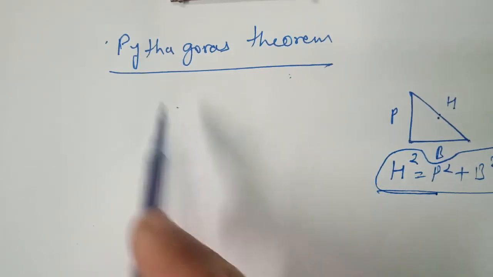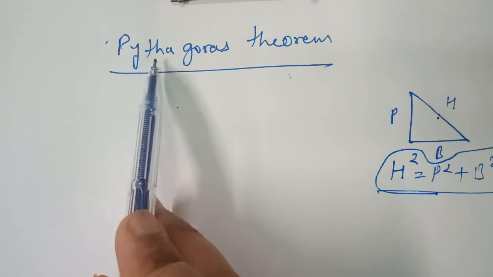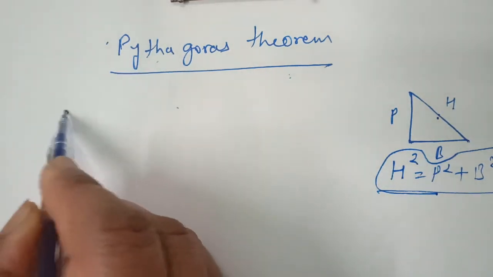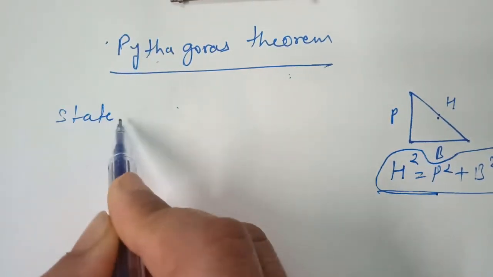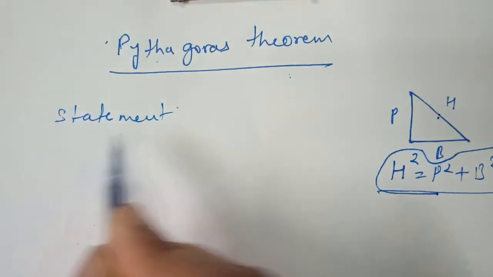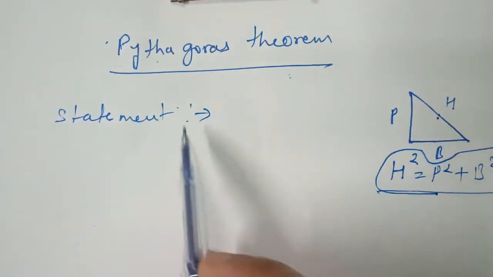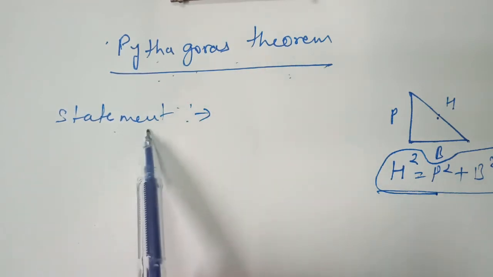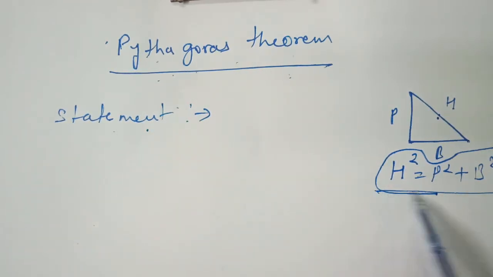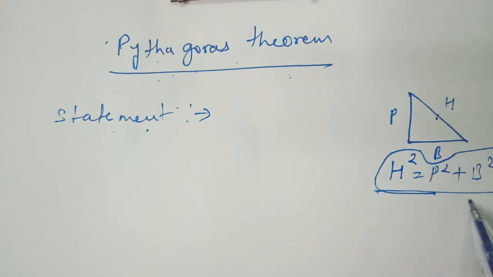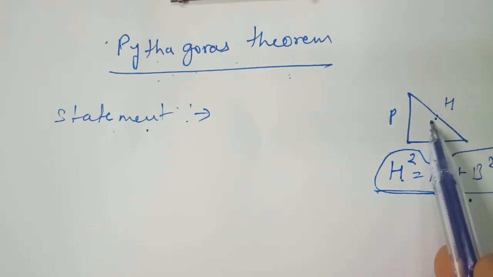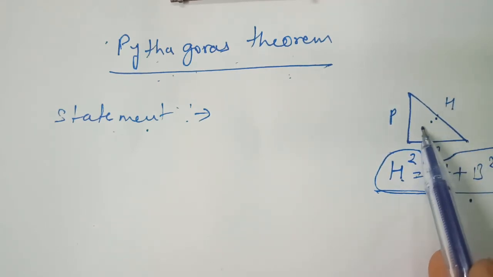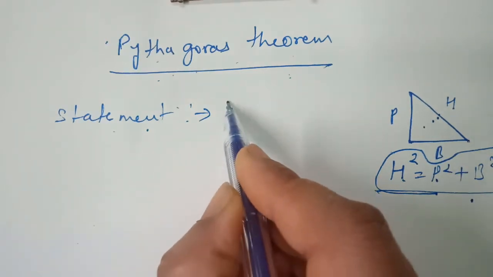Pythagoras is the name of the mathematician who gave this property. So let us first come to the statement. You have to learn the statement also, because mostly in the examination it is asked to state and prove the Pythagoras theorem. For writing the statement you have to write this condition first and then start the statement. We know that this condition is applicable only for a right angle triangle, so our statement starts with right angle triangle.